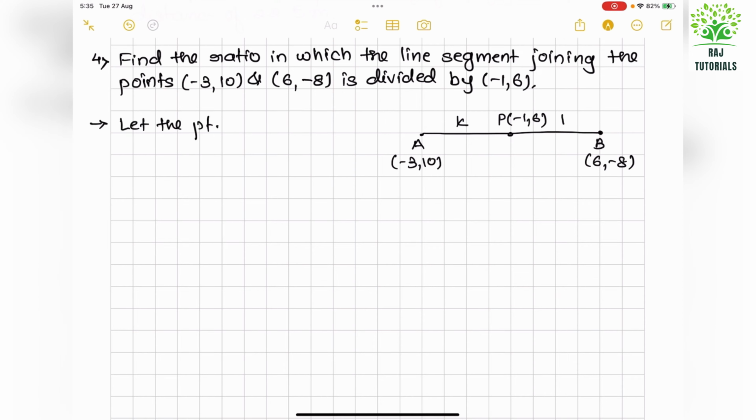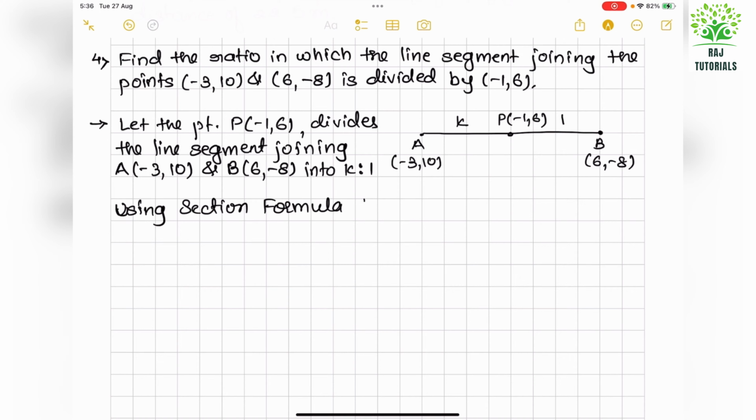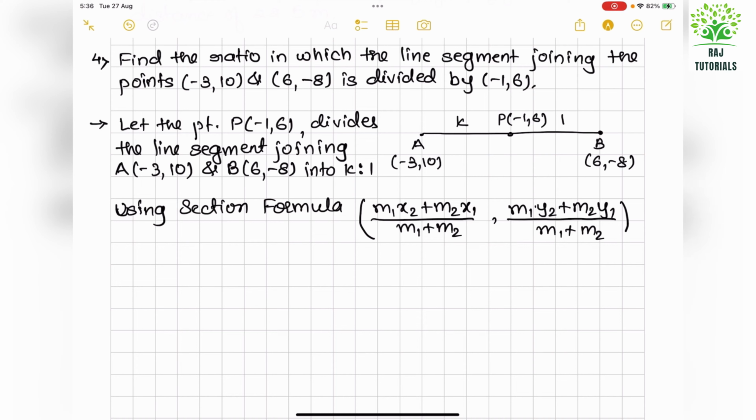Let the point P minus 1 comma 6 divide the line segment joining A minus 3 comma 10 and B 6 comma minus 8 in K is to 1 ratio. Now using the section formula, that is m1 x2 plus m2 x1 upon m1 plus m2 comma m1 y2 plus m2 y1 upon m1 plus m2, we will find the point.